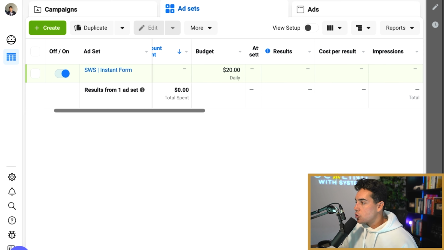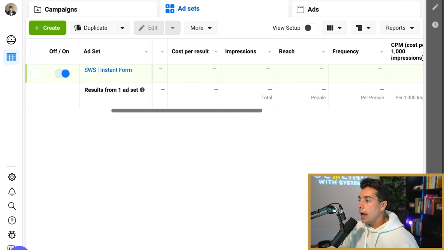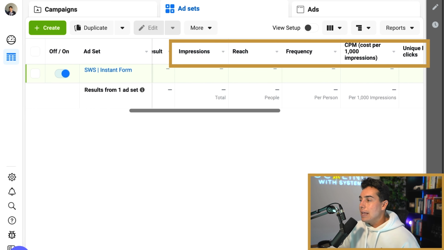And then if we keep on scrolling across here, you see that we have a few metrics here that have to do with the people that we're actually showing the ads to, the audience size itself.